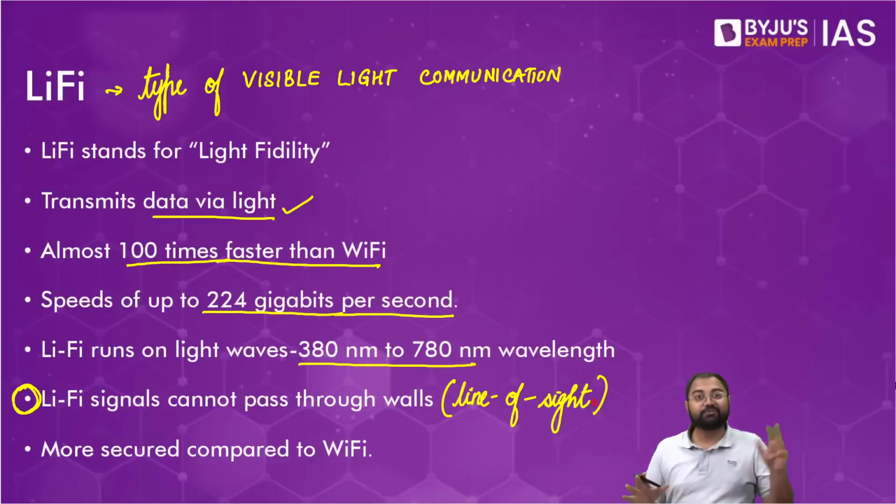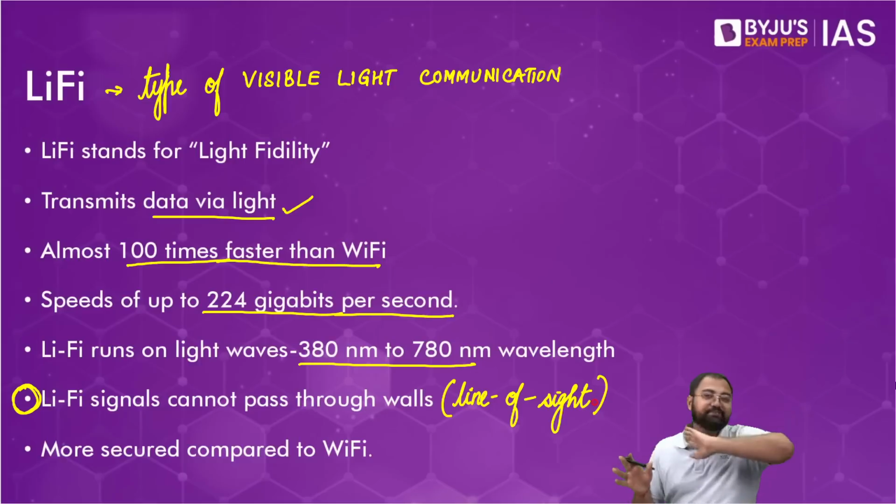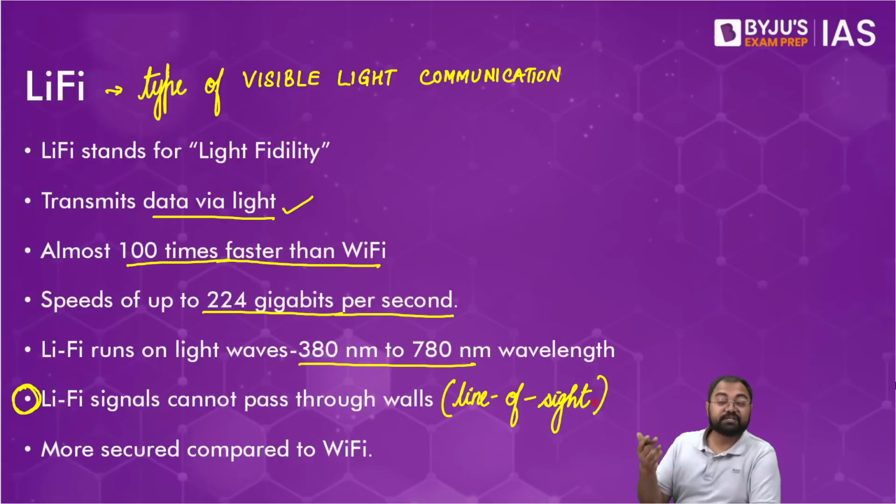Correct? If light was able to pass through walls, you'd need just one light bulb in your home and it will light up the entire house. Unfortunately, that doesn't happen. For every room, you need something separately. So, because light cannot pass through walls, even when you are establishing Li-Fi, it also cannot pass through walls. So that's why we say that it is line of sight communication.